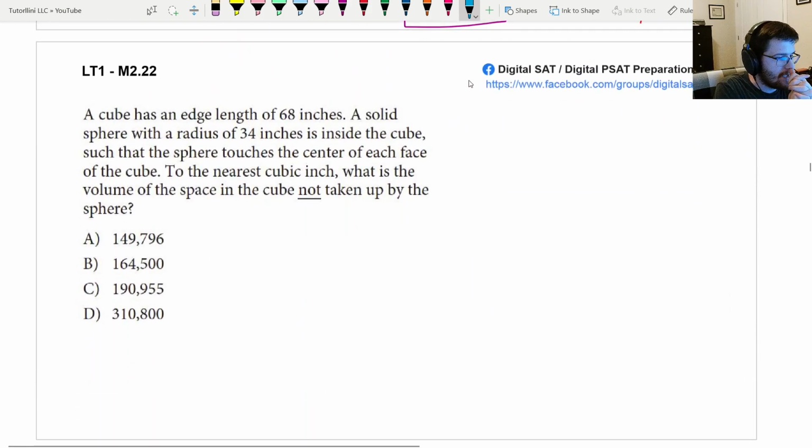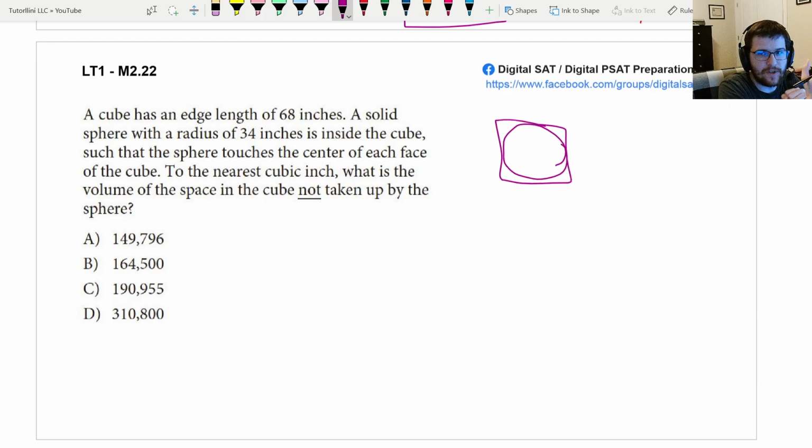Okay, a cube has an edge length of 68 inches. A solid sphere with a radius of 34 inches is inside the cube, such that the sphere touches the center of the cube. What is the volume of the space in the cube not taken up by the sphere? Okay, so the sphere is inside the cube. I can't draw in 3 dimensions, but just picture a sphere inside a cube.